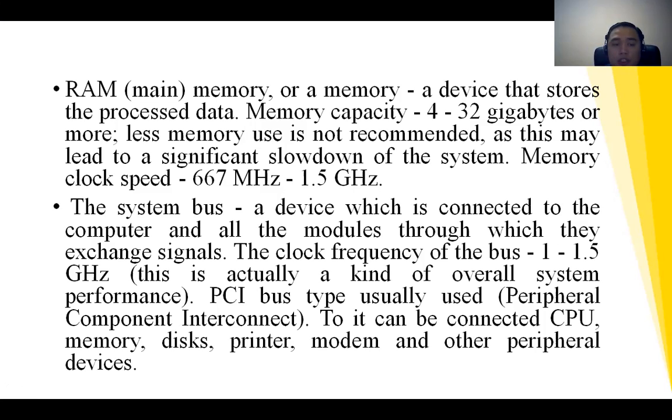The system bus is a device which is connected to the computer and all the modules, through which they exchange signals. The clock frequency of the bus is from 1 to 1.5 gigahertz. This is actually a kind of measure of overall system performance. PCI bus, Peripheral Component Interconnect, is usually used. To it can be connected CPU, memory, disks, printer, modem, and other peripheral devices.